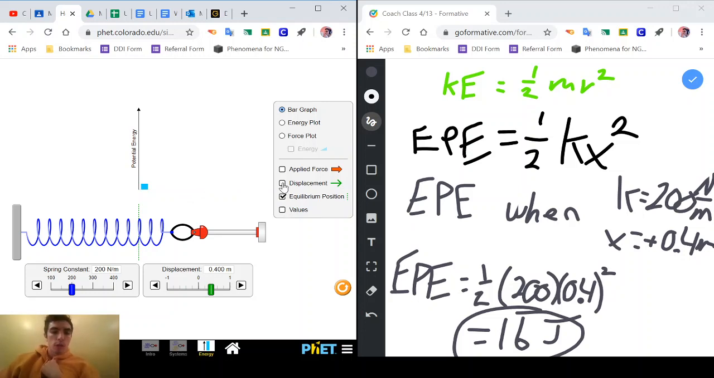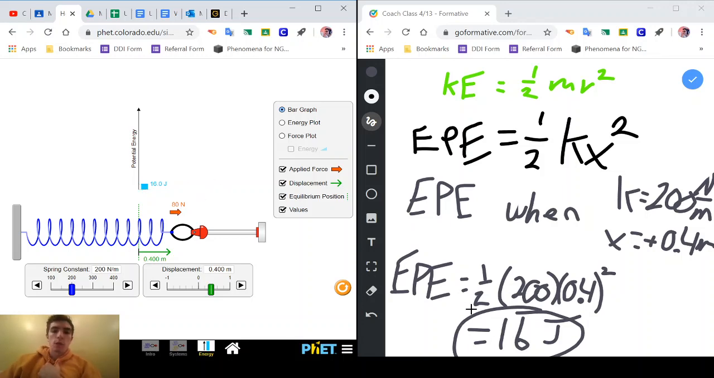So when we come over to the simulation, it's important that we click our applied force, displacement, and very importantly, the values box. So that's where it actually tells us in this little bar graph up here for this potential energy thing. It'll show us that we have 16 joules of potential energy, which is a relief. That's what we got by doing this calculation as well.